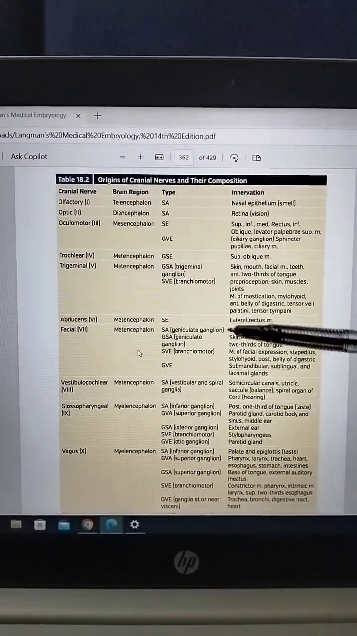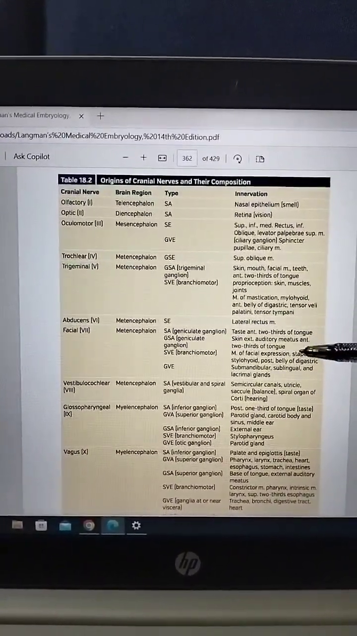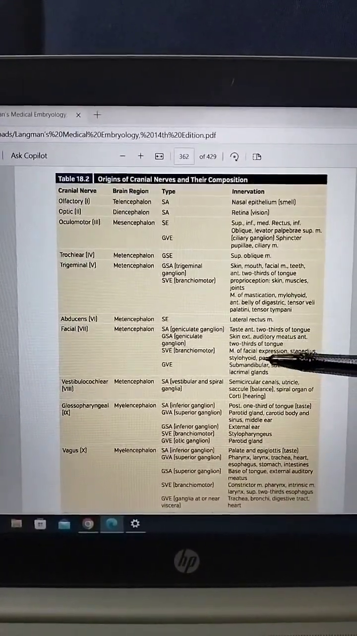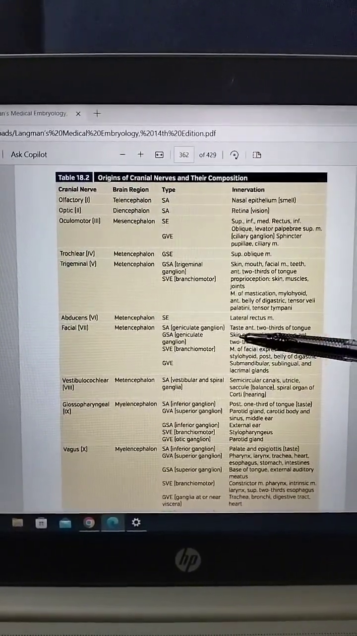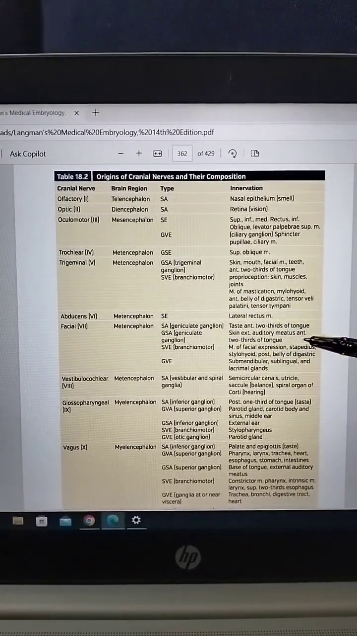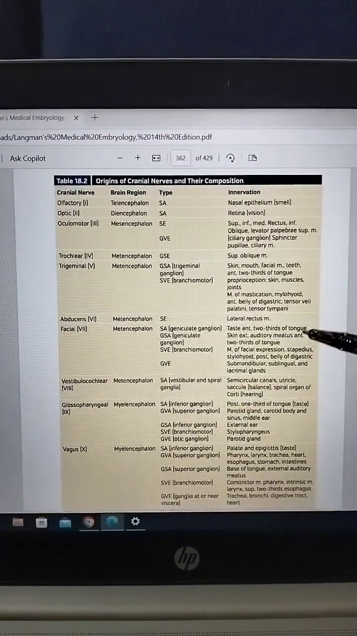Now let's imagine a scenario. For example, there's a girl who is eating a pizza. Okay, so first of all, she is going to taste it, and then someone tickles her on the ear. So what is going to happen? GSA is going to be used. And what are the areas innervated by GSA? Those are the skin, external auditory meatus, and then 2/3 of the tongue. So please just remember the external auditory meatus here because she's tickled on the ear.